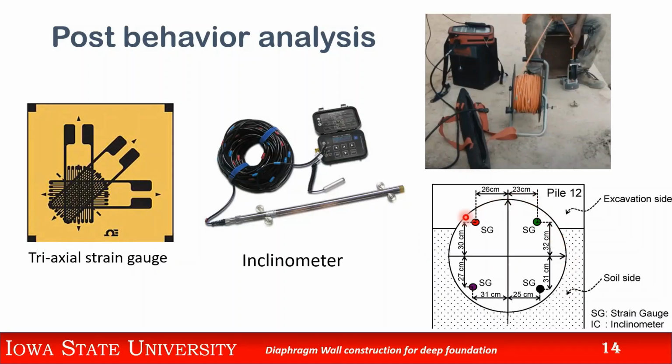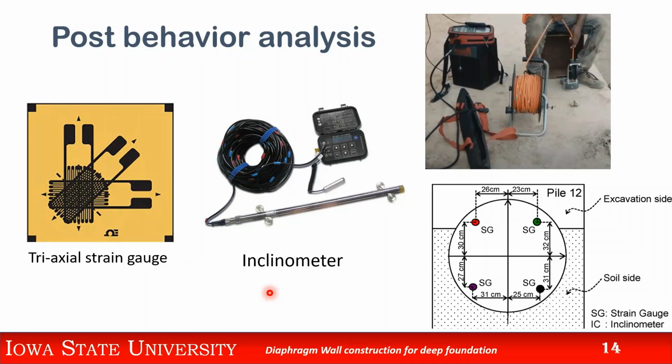Now the post behavior analysis. As I mentioned before, when you have the reinforcement cage, you have the hollow pipes installed. This is the diameter of the pipe, and you can see I have strain gauges and inclinometer installed in that. You can see the person putting the inclinometer in. The inclinometer will give you the inclination angle of the diaphragm wall, which is caused by lateral pressure due to the nearby soil, water, and the structure.